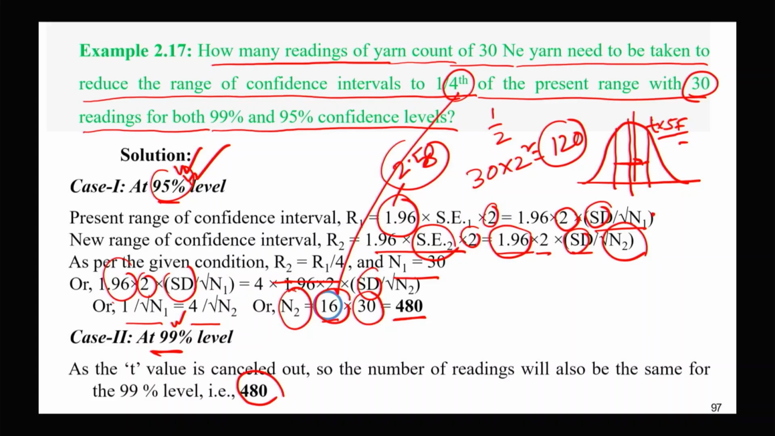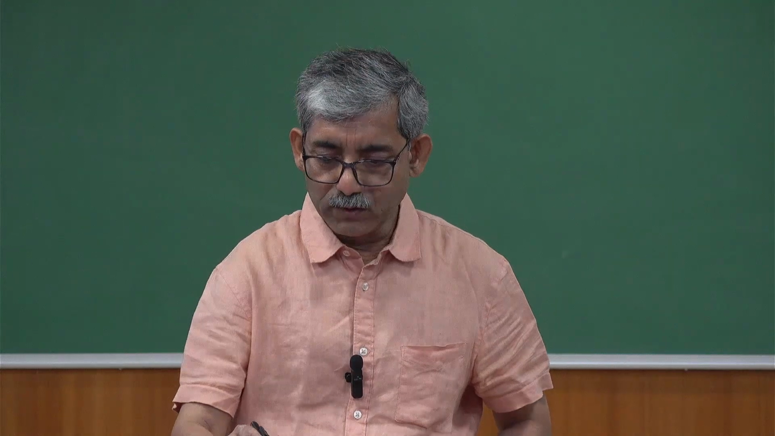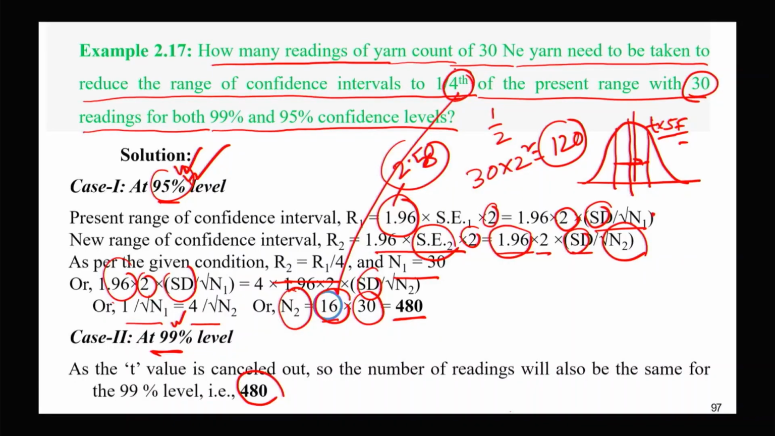The only thing is that if we want to reduce that error or reduce the confidence interval, then we have to multiply by the square of that term.